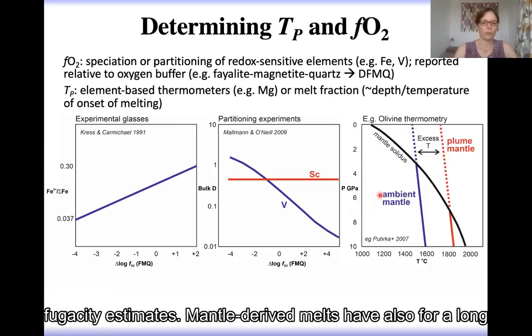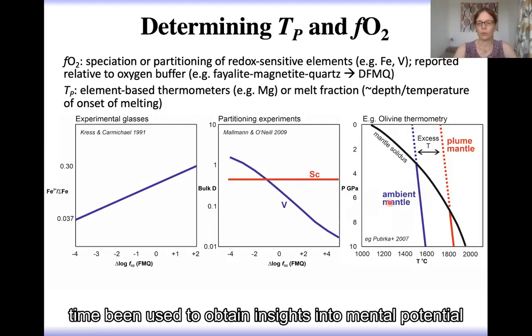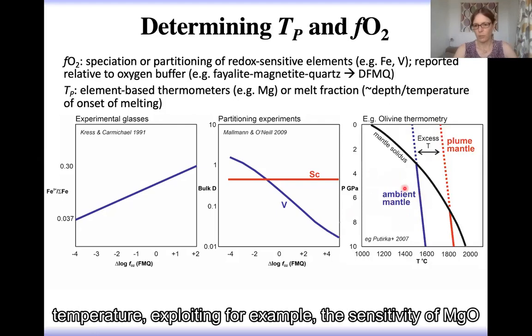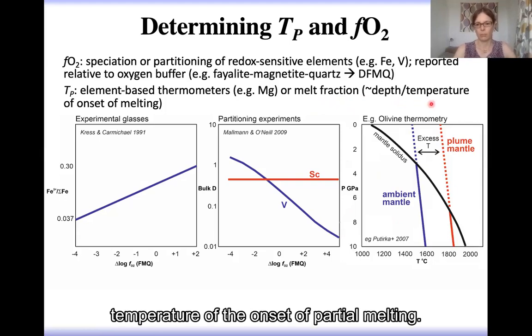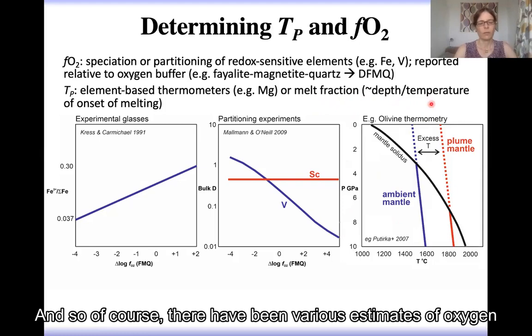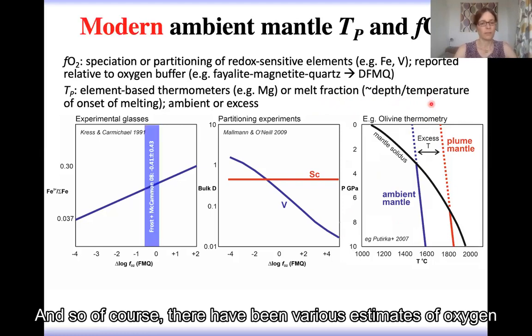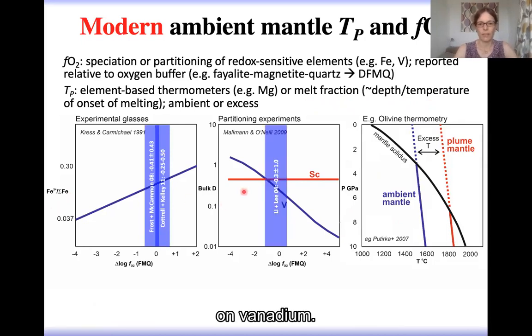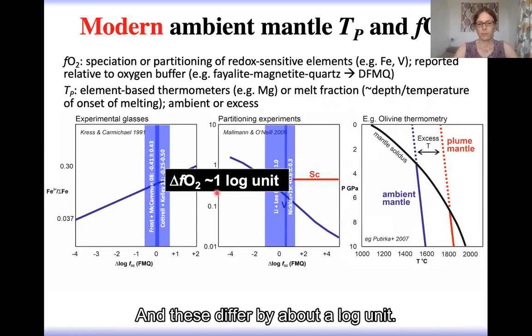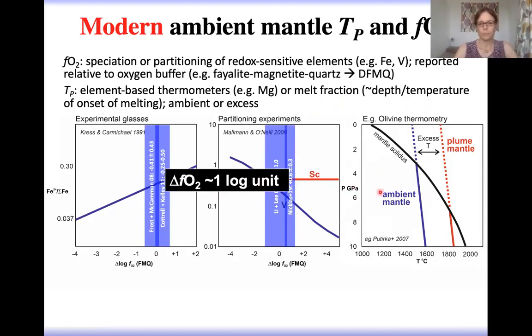Mantle-derived melts have also for a long time been used to obtain insights into mantle potential temperature, exploiting, for example, the sensitivity of MgO, or also of melt fraction, which varies as a function of depth or temperature of the onset of partial melting. And so, of course, there have been various estimates of oxygen fugacity based on ferric over total iron ratio, but also based on vanadium. And these differ by about a log unit.